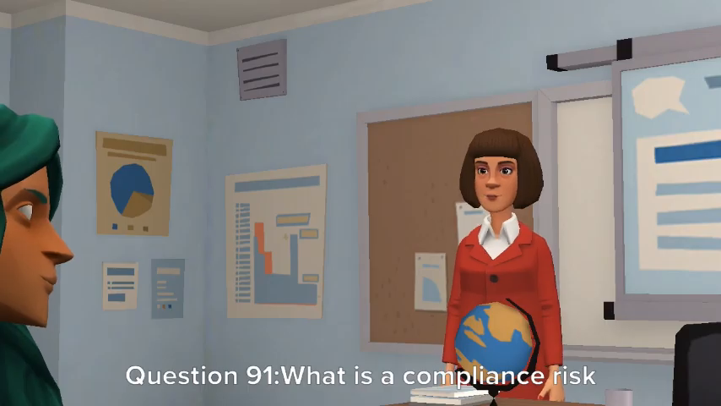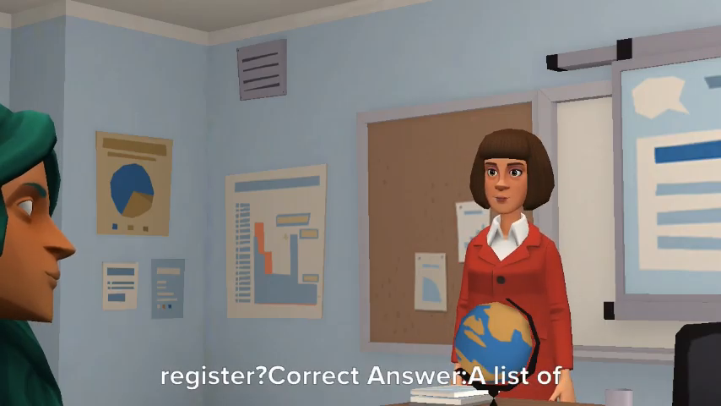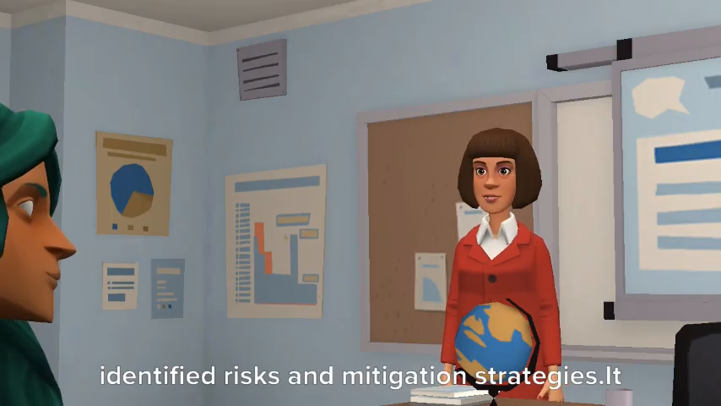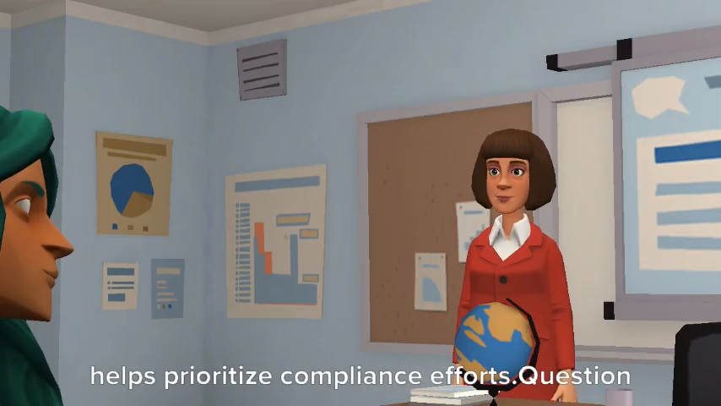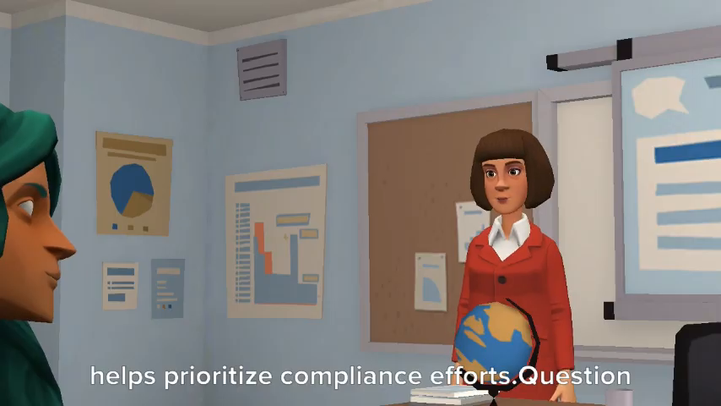Question 91. What is a compliance risk register? Correct answer: a list of identified risks and mitigation strategies. It helps prioritize compliance efforts.